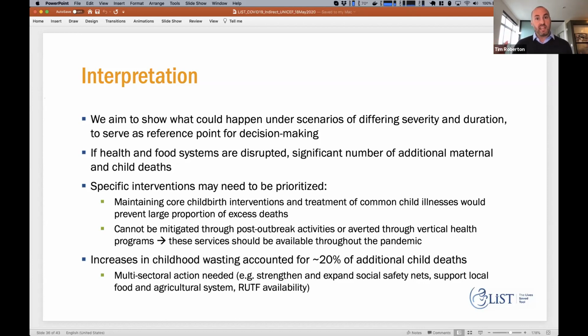Another takeaway may be that if health systems do need to prioritize interventions, certain interventions could be responsible for more deaths if they were to be disrupted. So that is worth keeping in mind. And also to think about the fact that the reduction in some interventions can't be mitigated through post-outbreak activities or averted in some other ways. For example, in particular, childbirth delivery, where there's just no escaping the need to deliver that intervention at a certain time to everyone who needs it.